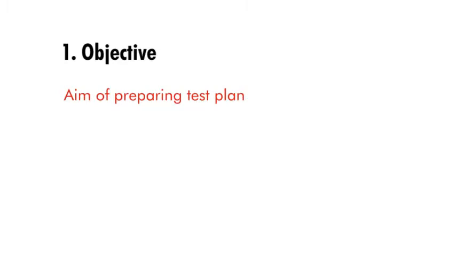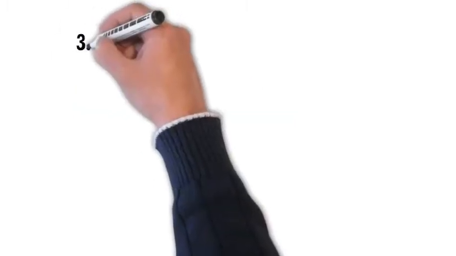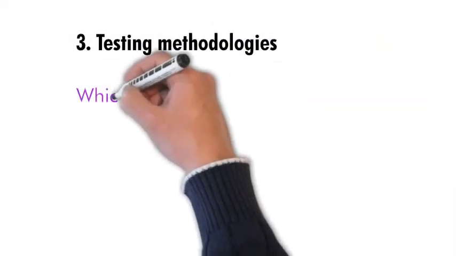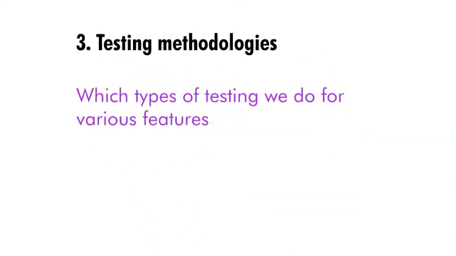First one is objective. What is the aim of preparing the test plan? Second, scope. In this section, you'll list down what features are to be tested and what features are not to be tested. Third, testing methodologies. Which types of testing you are going to conduct on your product throughout the project, like smoke testing, integration testing, or any other kind of special testing. Like if your product is locale based, then localization testing. If your product circulates around the globe, then globalization testing, etc.